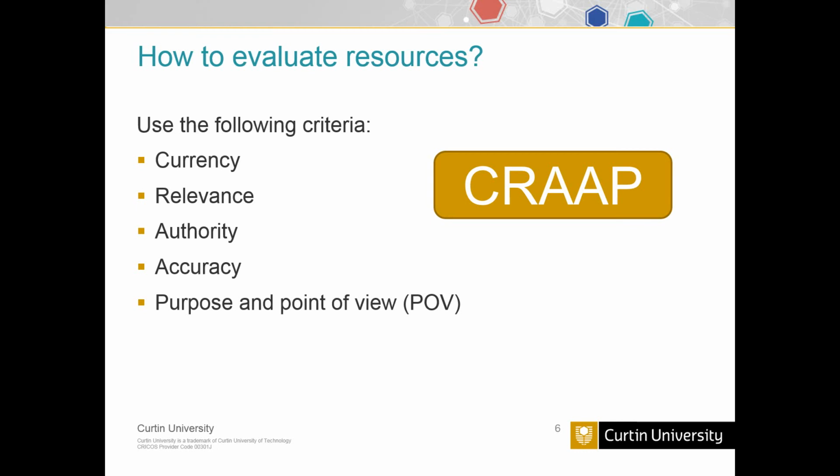Relevance. Does the source contain information you need to complete your assignment, and who is the target audience? Authority. Is the author a credible expert? You can check their credentials. You can go to a website. Accuracy. Is the information provided accurate and supported by evidence? And purpose and point of view. Why was it written? Is it persuasive, fact-giving information, or is it selling something? Is there bias or prejudice? Is that important?